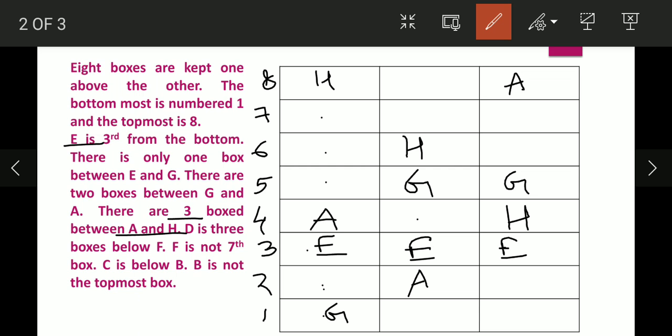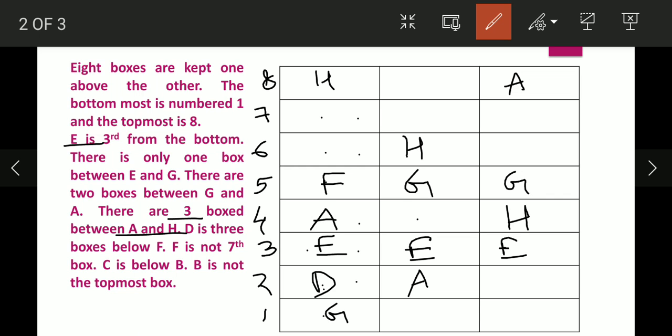Next, what is given? D is 3 boxes below F, and F is not the 7th box. Since the 2 conditions are interrelated, that's why we are taking them together. Now D is the 3rd box below F, that is there are 2 boxes between F and D. So if we try to put it in the first condition, if we put F here, then first, second, third, we could not put D. Here also we could not put D. So the position for F would be this one, and first, second, third below, the position of D would be this one.